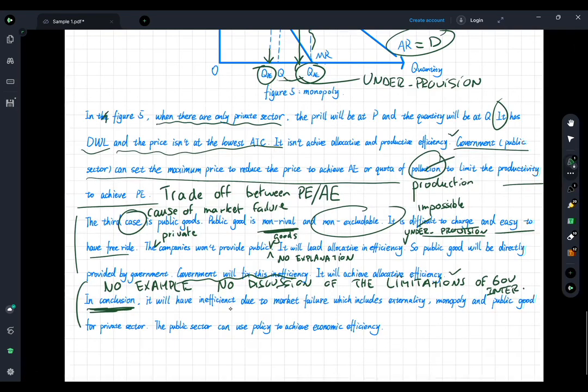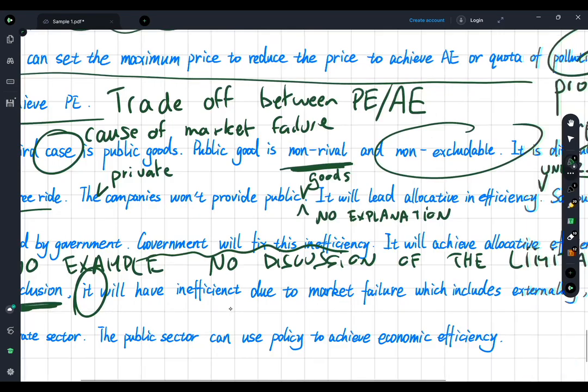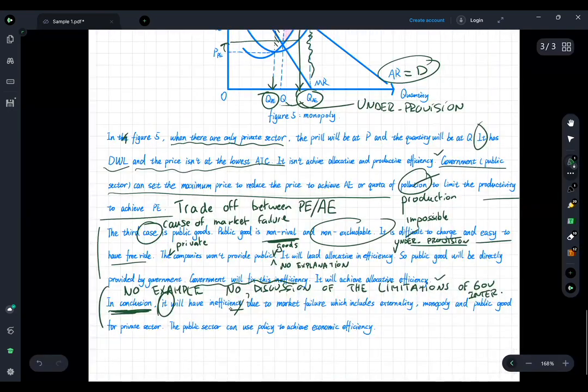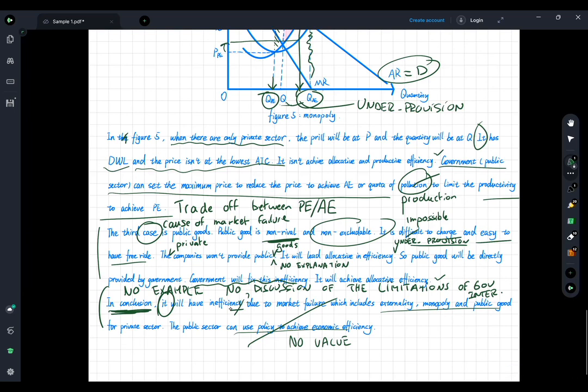Same thing, what is it? I don't know. It will have inefficiency. Is this inefficiency due to market failure, which includes external? Okay, so that is not a conclusion. To me, this conclusion has no value at all. It's just a summary of, say, okay, there are a few things that make the market fail, and we can use some policies to achieve efficiency. That's not a conclusion. It doesn't have any value to me. Absolutely not.